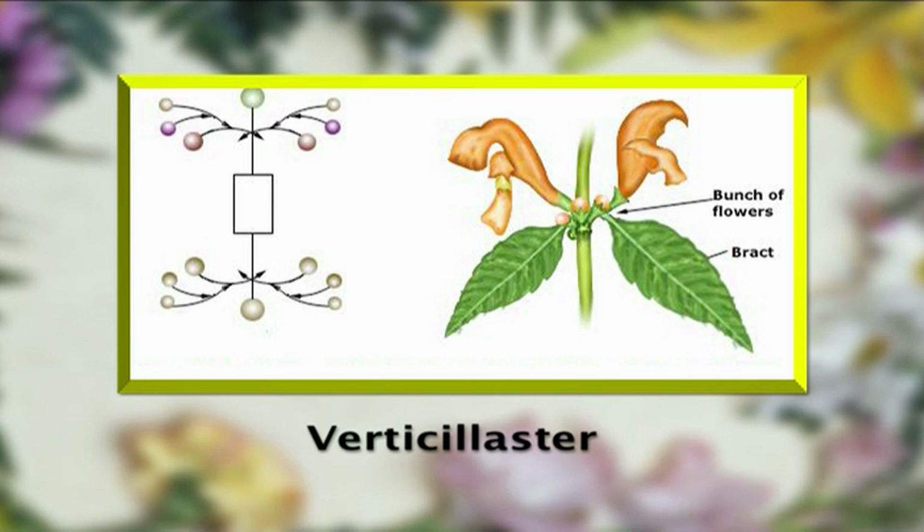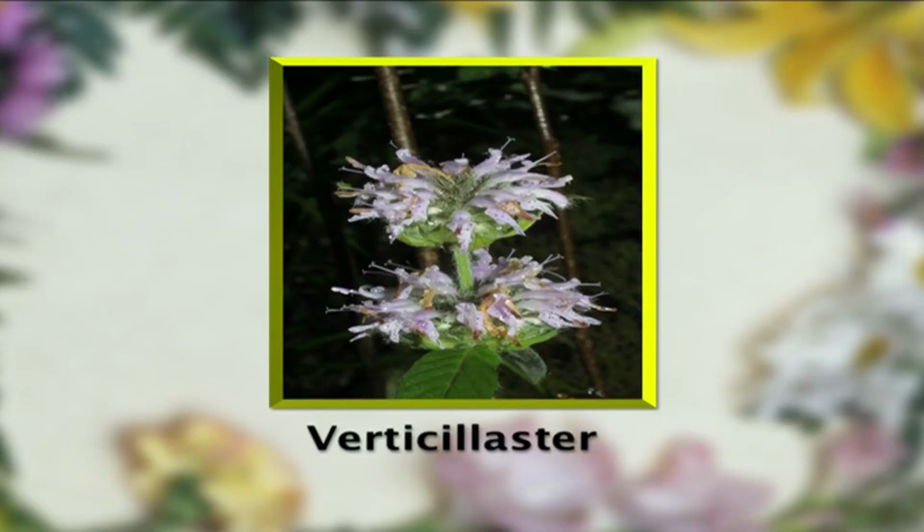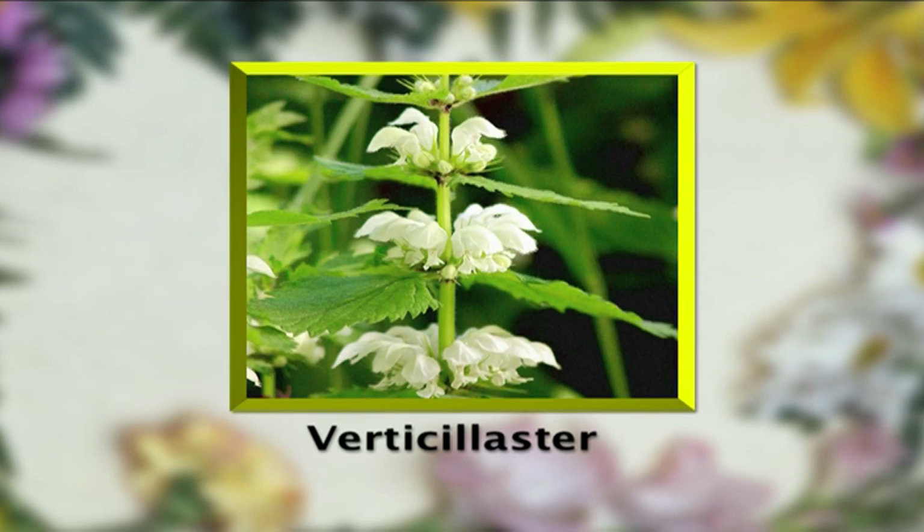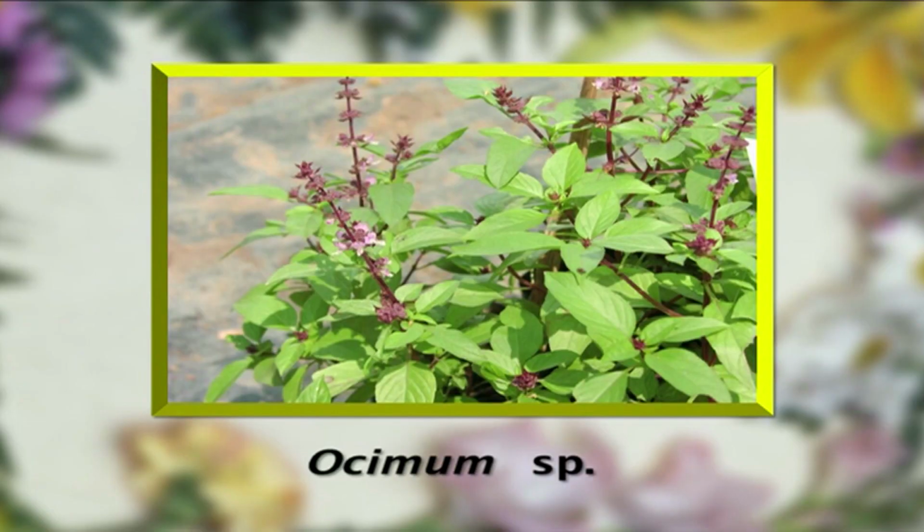After this point, each dichasial cyme is transformed into a monochasial cyme of scorpioid type. Depending upon the activity, 3 to 9 flowers are formed. Thus, at each node, a whorl or cluster of flowers appears, which is known as a verticillaster. This type of inflorescence is found in the family Lamiaceae, the members of which are Salvia or Ocimum.